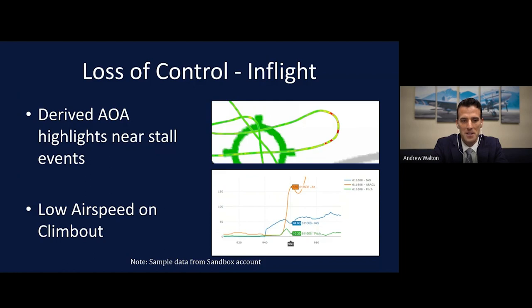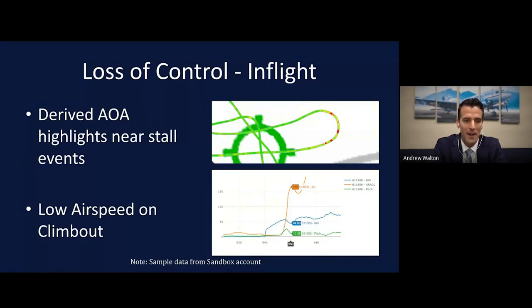And so this is a simulated engine failure after liftoff where the student did not lower the nose and get to best glide and got too slow as he attempted to turn around back to the field and activated the stall horn. The image on the bottom is a low airspeed on climbout event. And again, Jens was talking about the University Aviation Association earlier this month. And this was a big topic there.